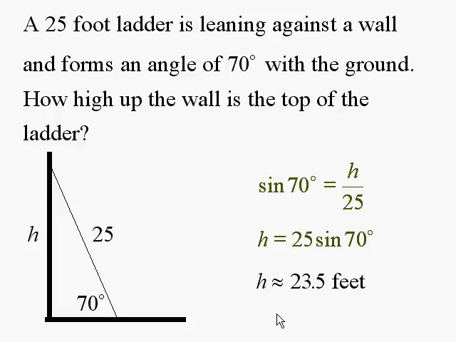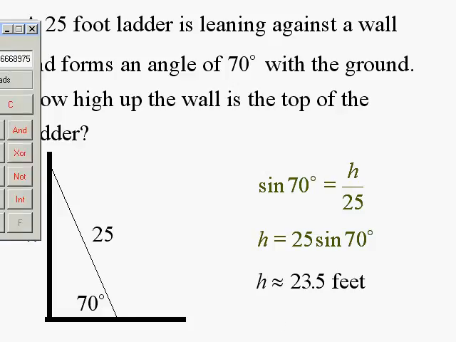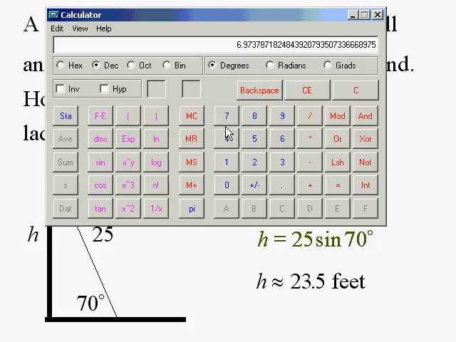and a numerical value of 23.5 feet. Here's the calculator to do that. Let's clear out the last calculation, and I'd like 25, that's that number, times sine of 70. It's set in degrees, so 70 degrees has a numerical value for sine, and when I multiply that by the 25, that's the 23.49, rounded to 23.5.